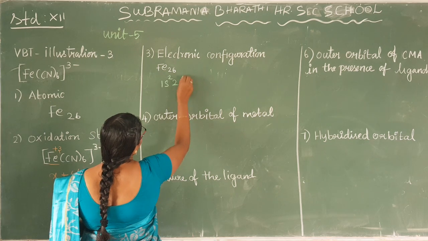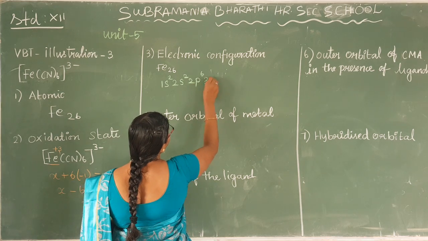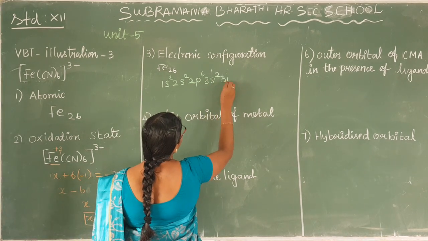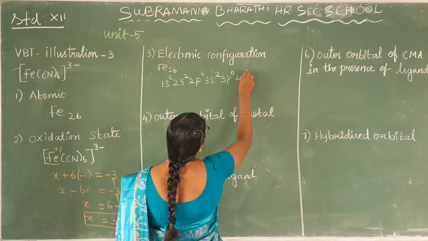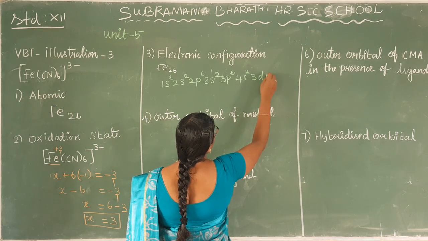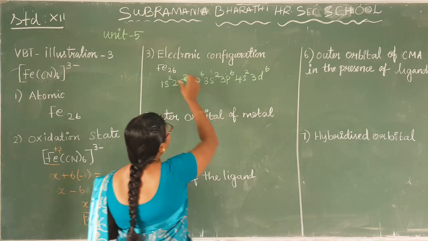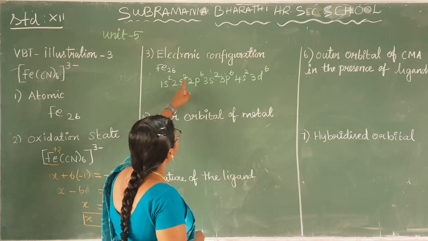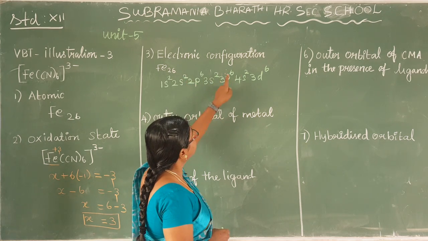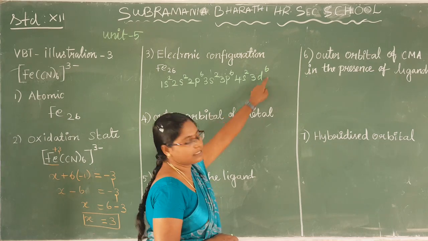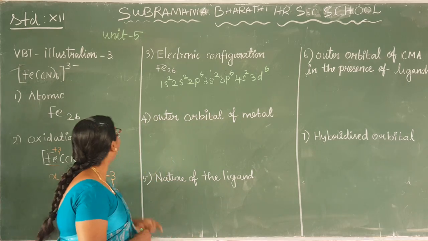1s2, 2s2, 2p6, 3s2, 3p6, 4s2, 3d6. If I count the electrons, I will get the total number: 2 plus 2 is 4, 4 plus 6 is 10, again 2 plus 6 makes 10, 10 plus 10 is 20, 20 plus 6 is 26. So this is the electronic configuration for iron.